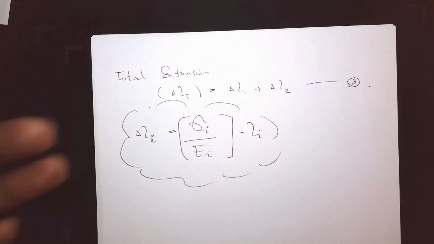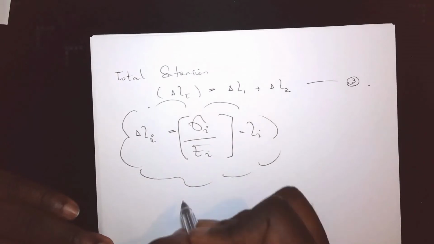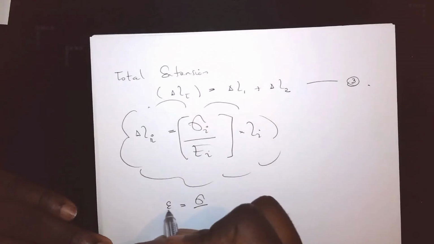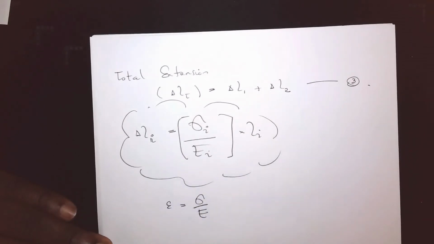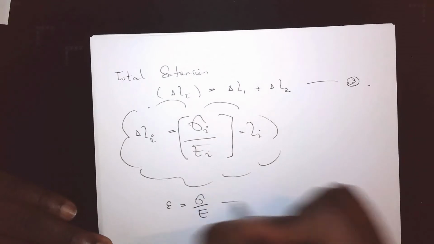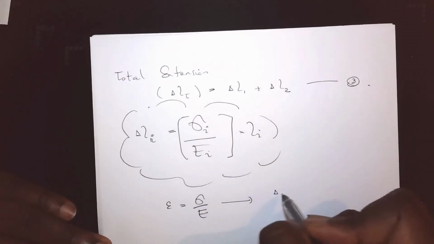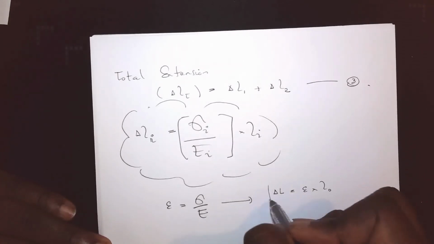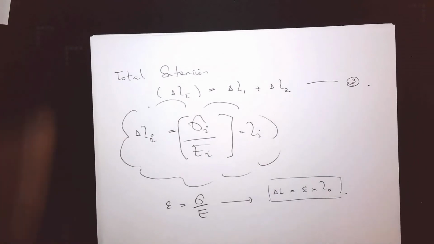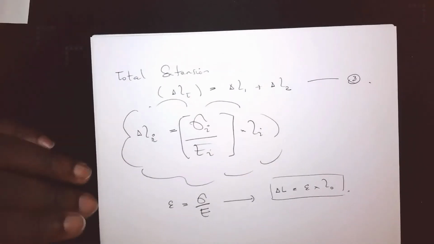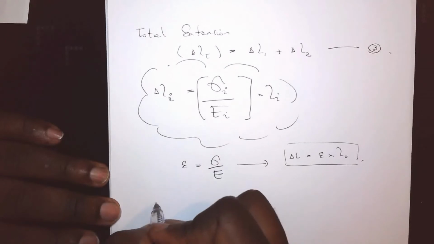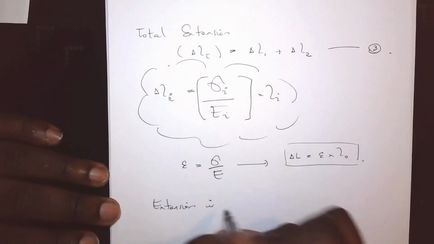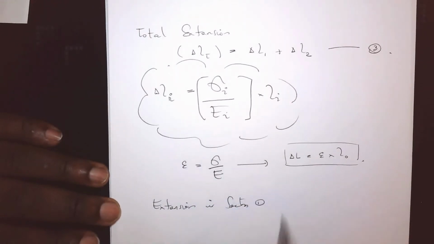Right? But if you're unsure, then what I suggest you do is calculate the strain with respect to the stress and the Young's modulus. And from there you proceed to use delta L is equal to epsilon times the original length. Okay, this is just saving time. Alright, so the extension in the solid section, or section 1 as we've called it.